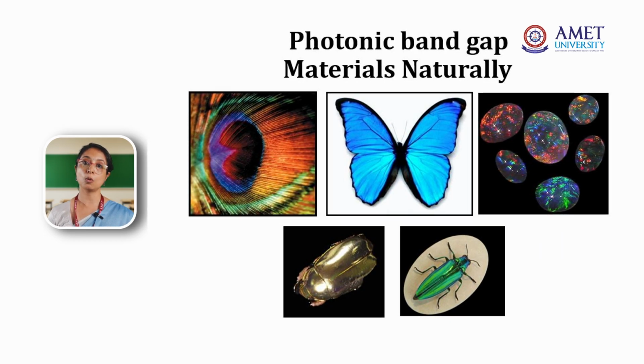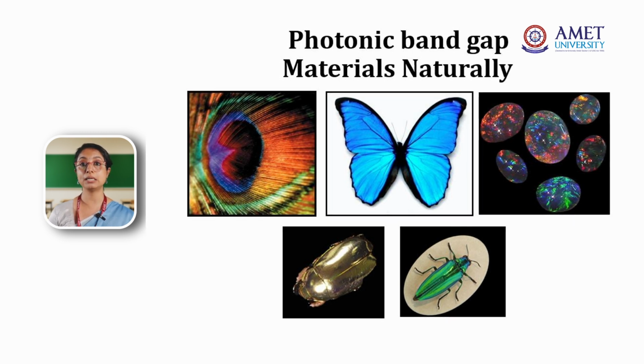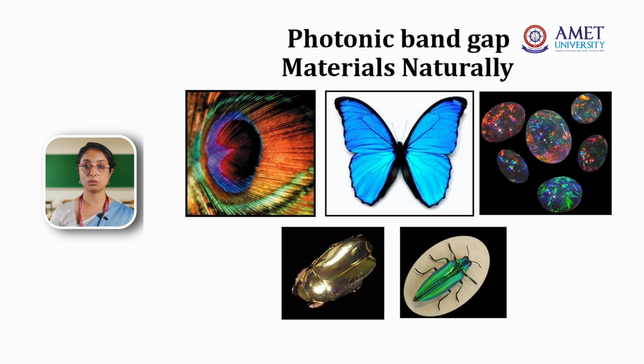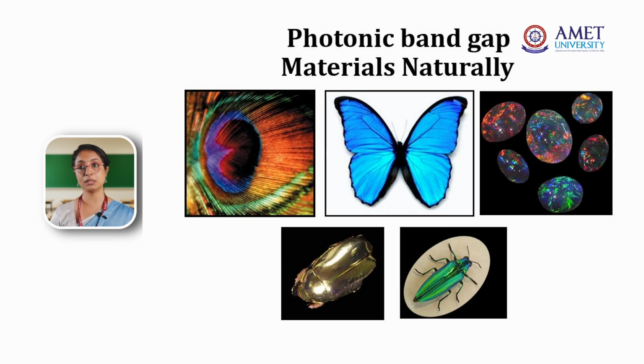In the same way, there are certain moths whose white color is regarded as the whitest ever, which means it is scattering all the electromagnetic radiation. Similarly, the shiny beetle, the golden color of the beetle, the metallic structure of these beetles, is also because of how the particles in the shell of these beetles are arranged.